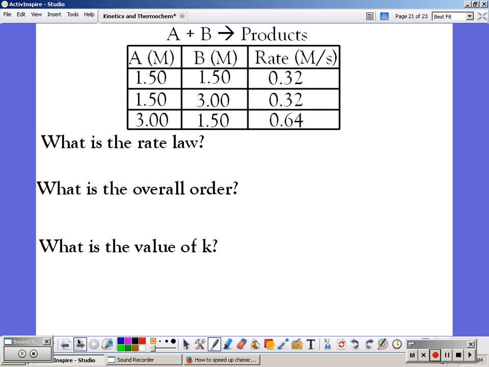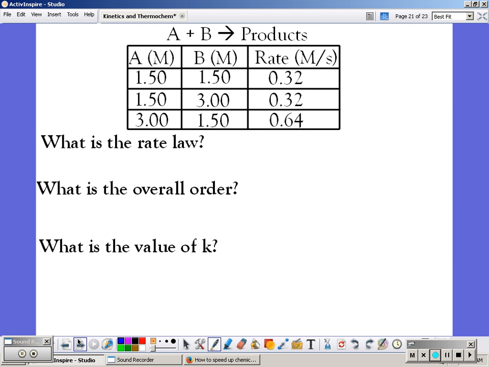So here we have a problem. We don't really need to know what the products are because products are not involved in the rate law. And what we want to do is figure out the order for each reactant and then write the rate law. So to figure out the order, we need one reactant to change while the other one remains constant so that we know how changing the concentration affects the rate.